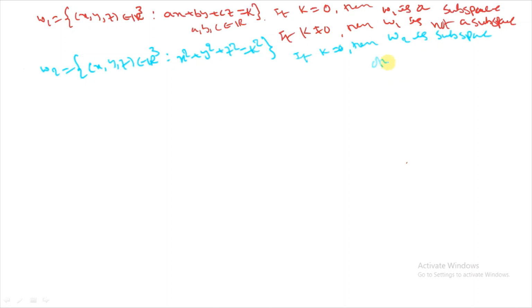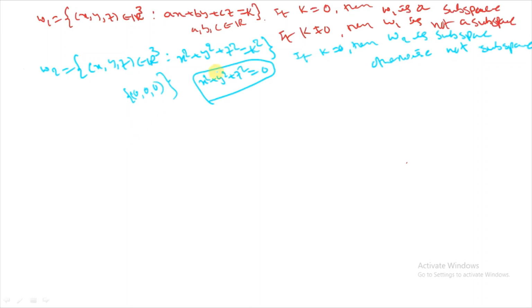Otherwise, it's not a subspace. Otherwise means except k equal to 0, it's not a subspace. See, k equal to 0, x square plus y square plus z square equals 0. What are the elements that satisfy this condition? Only the 0 element satisfies it, which means this is the null space only. The null space is always a vector space. Therefore, it's a subspace.